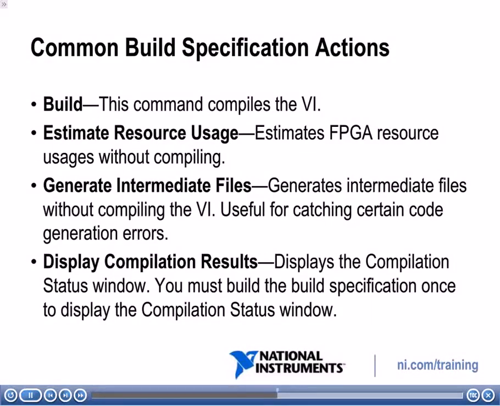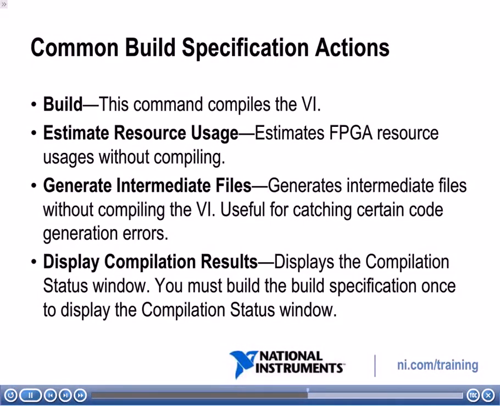So it quickly does an estimation and, based on this estimation, it'll tell you whether your FPGA is going to fail or if it's actually going to fit on the FPGA. So it's a quick way of finding that out without having to go through the whole compile process. Another thing you can do is generate intermediate files. One thing that's good about that is it can be useful for catching certain code generation errors. For example, if you're doing something in your FPGA VI that's not supported, it'll give you an error about that and let you know.